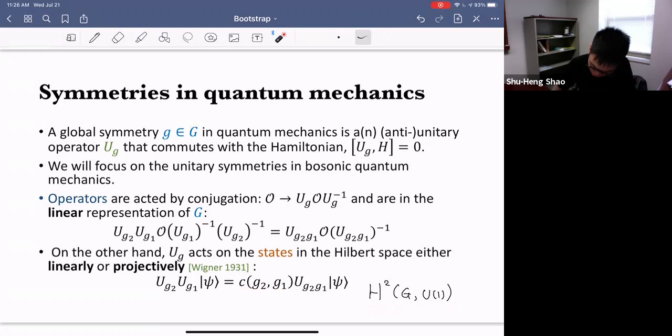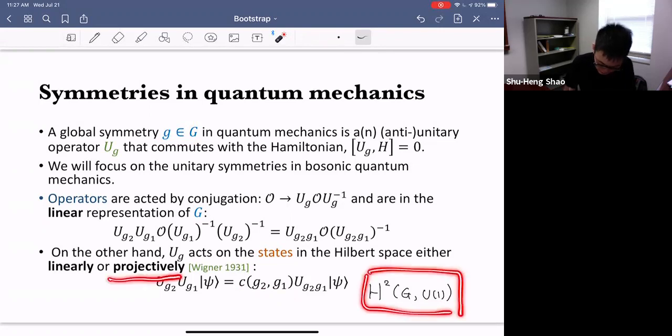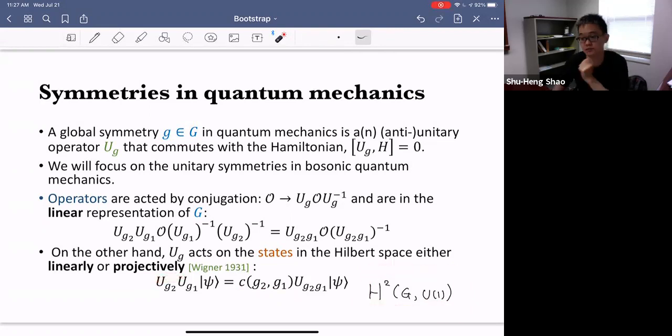So indeed, I was trying to avoid the more formal mathematical description, but indeed, the anomaly for a unitary global symmetry in a bosonic quantum mechanics is classified by the projective representation of G, and that's mathematically given by H2.